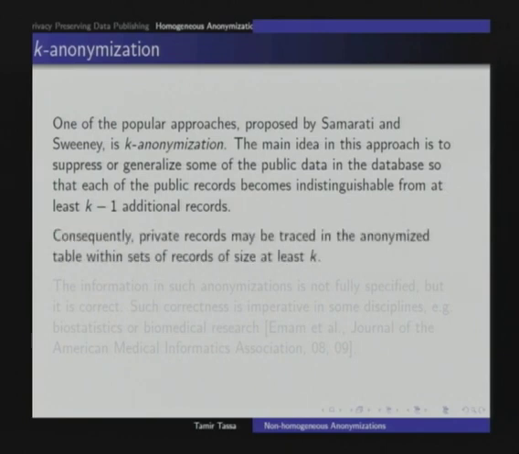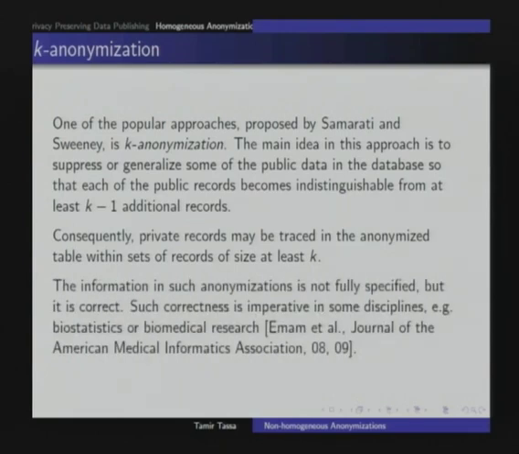And then if we perform this, if an adversary will look for a record of Alice in that table, he will not be able to trace her record to a group of records of size less than k.